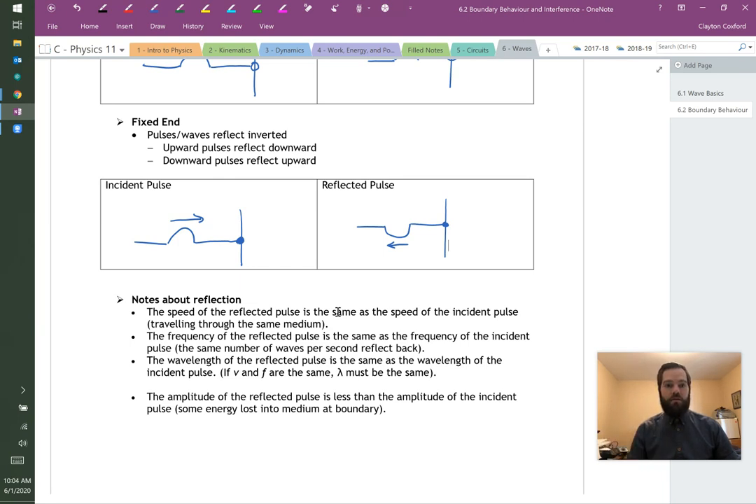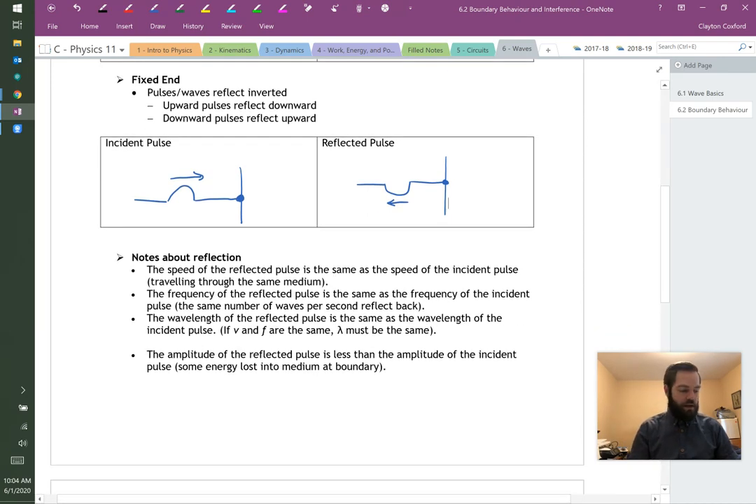But in a real scenario, if a wave was to hit a boundary, there would be some transference of energy into the new boundary. It would not all be reflected. And as a result, the amplitude would decrease. The reflected pulse would have a decreased amplitude.